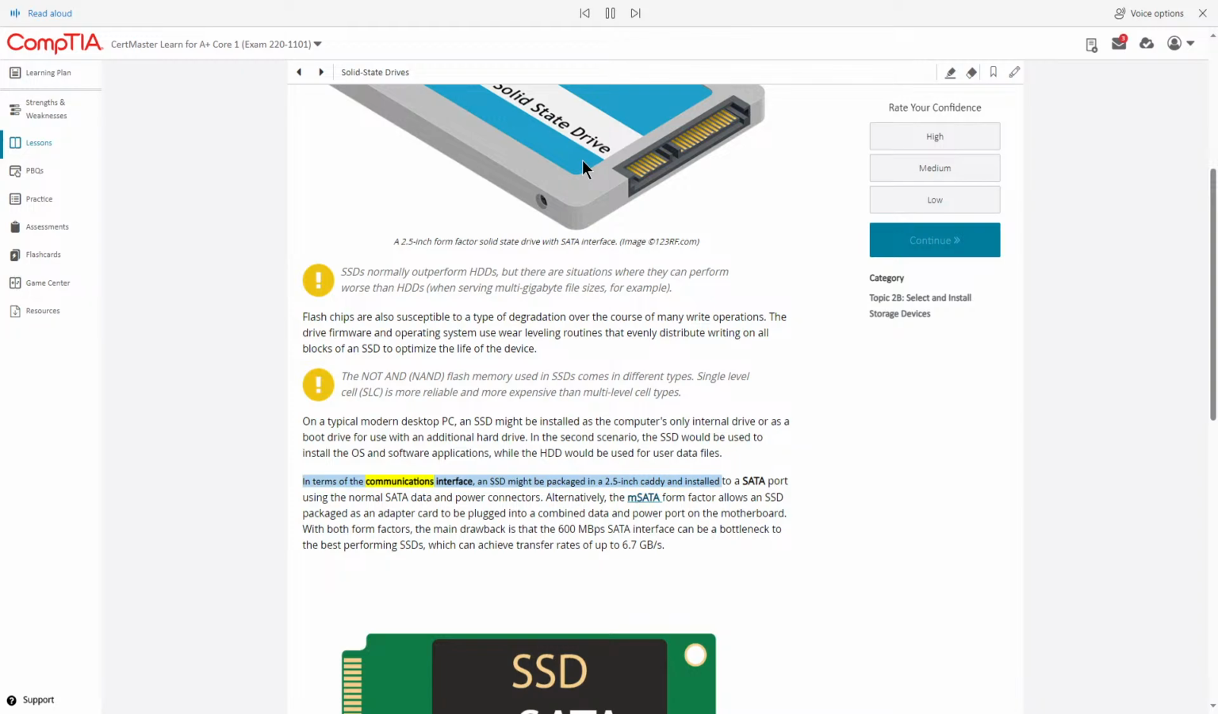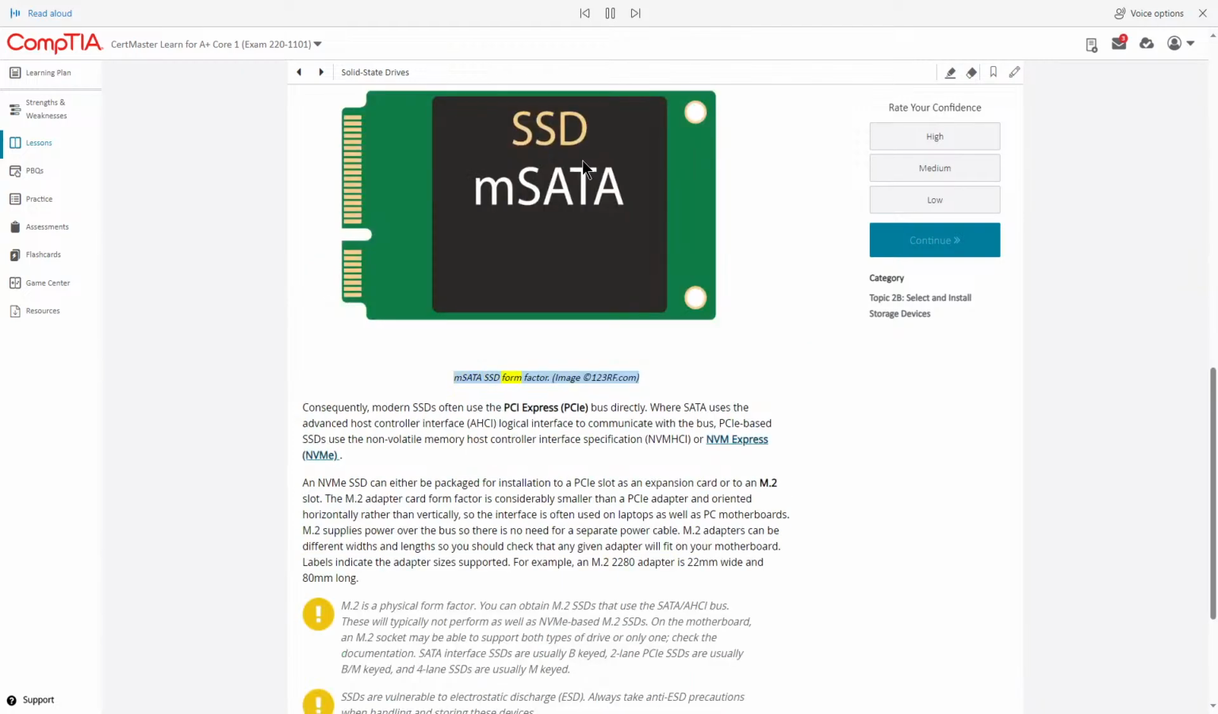In terms of the communications interface, an SSD might be packaged in a 2.5-inch caddy and installed to a SATA port using the normal SATA data and power connectors. Alternatively, the mSATA form factor allows an SSD packaged as an adapter card to be plugged into a combined data and power port on the motherboard. With both form factors, the main drawback is that the 600 MB per second SATA interface can be a bottleneck to the best performing SSDs, which can achieve transfer rates of up to 6.7 GB per second. mSATA SSD form factor.